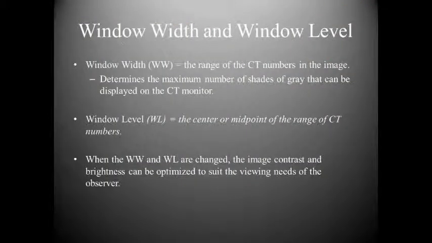So that brings us to window width and window level. Window width is the range of the CT numbers in the image, and it determines the maximum number of shades of gray that can be displayed on the CT monitor. Window level is the center or midpoint range of the CT numbers. When window width and window levels are changed, the image contrast and brightness can be optimized to suit the viewing needs of the observer.